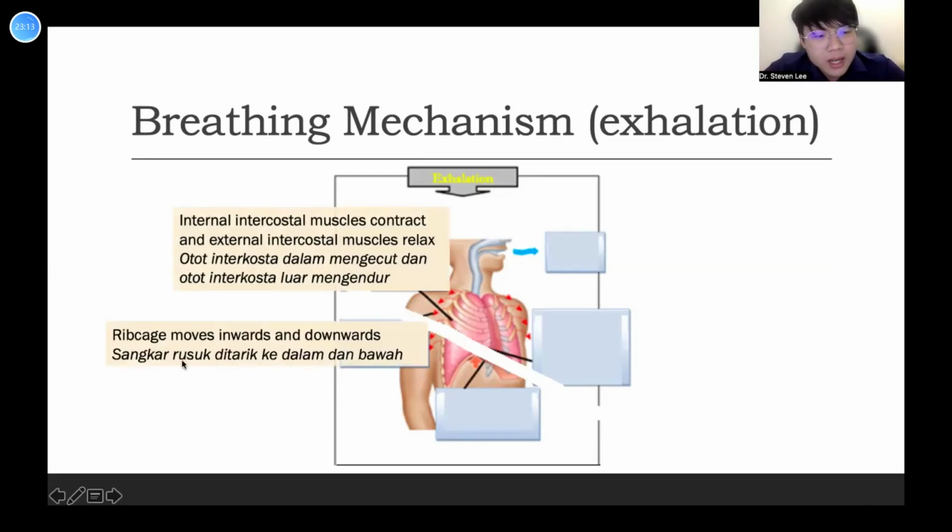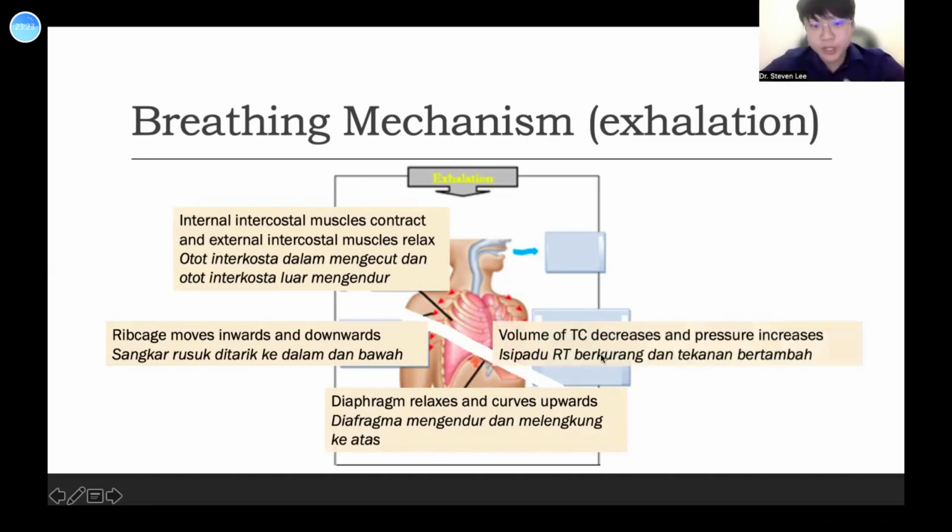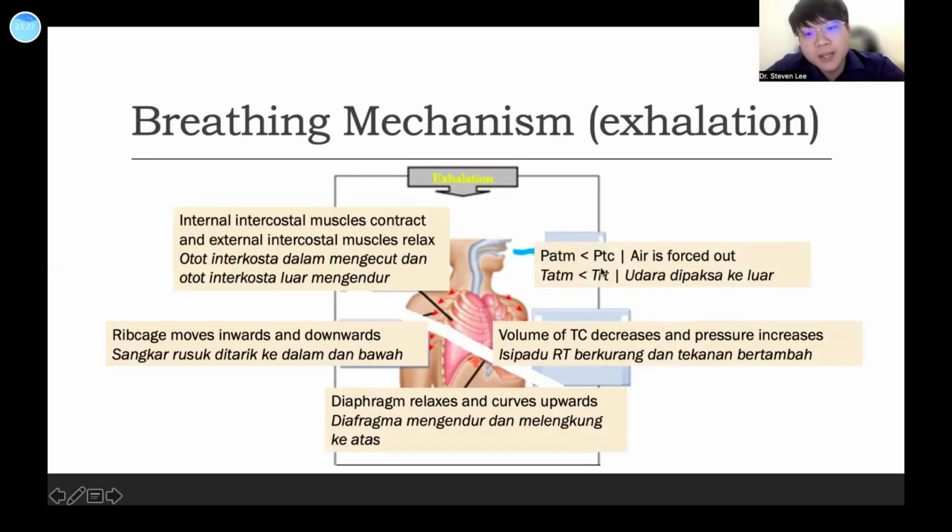Alright? So your ribcage will move inwards and downwards, sangkar rusuk ditarik ke dalam dan ke bawah. Okay? Lepas tu your diaphragm akan mengendor dan melengkung ke atas. Become back to original shape. Faham? Okay, and isi padu akan berkurang because you reduce the size dan tekanan akan bertambah. Then P atmospheric is smaller than P thoracic cavity. Air is forced out. It's opposite. It's just totally opposite.